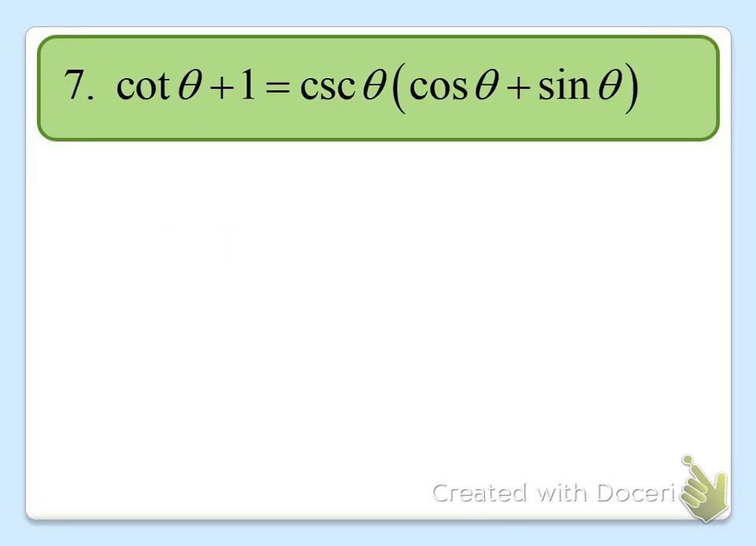Next one looks like this. Choose a side that seems more complicated. The right side definitely seems more complicated. Right? So, what do we want to do? Well, probably want to distribute, right? That's kind of what we want to do all the time. So if you distribute, you get cosecant theta, cosine theta, plus cosecant theta, sine theta.